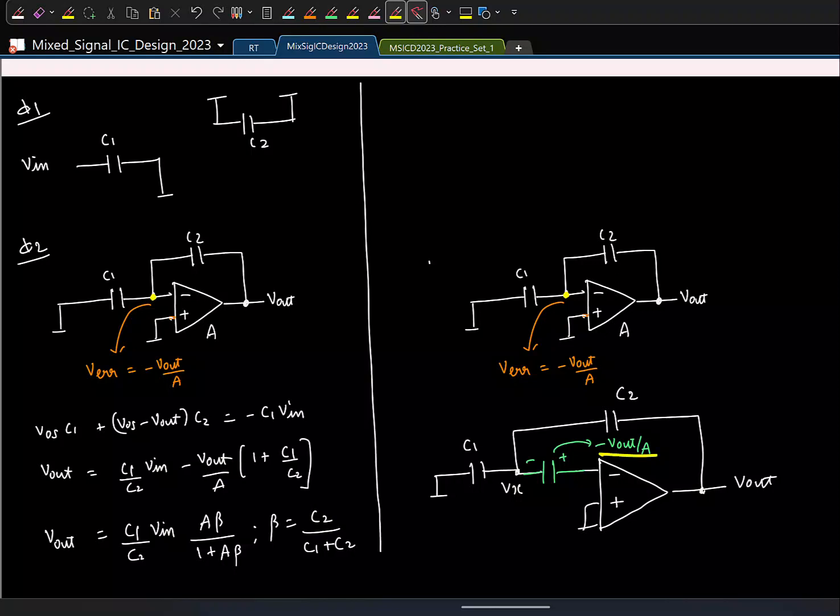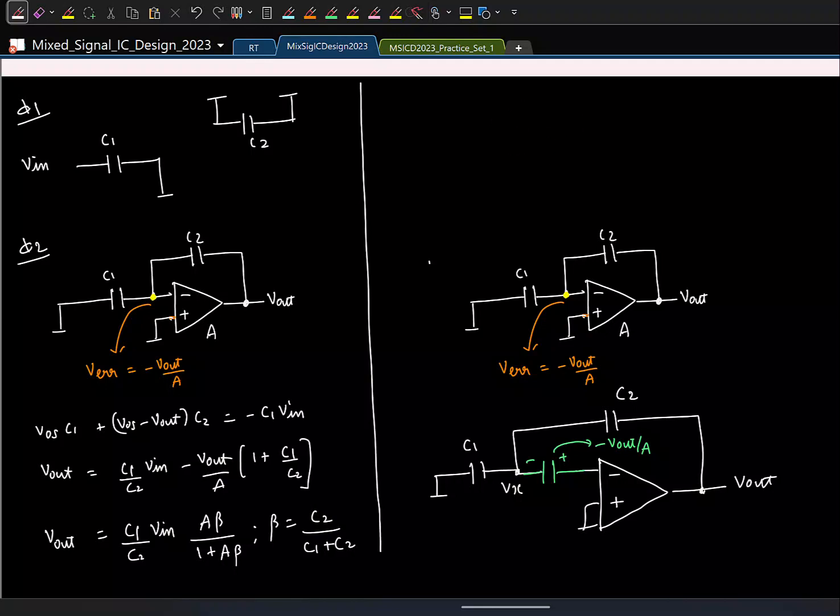How can I get an estimate of minus V out by A? I mean, here I have drawn some circuits, right? In which of the circuits can I get minus V out by A? Again, unity feedback will give it minus. If I put unity feedback, what will I get?